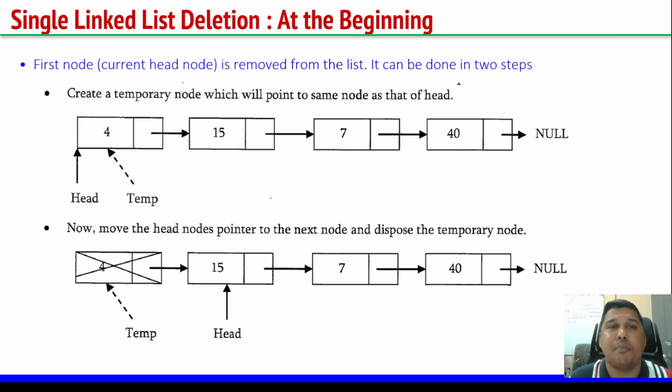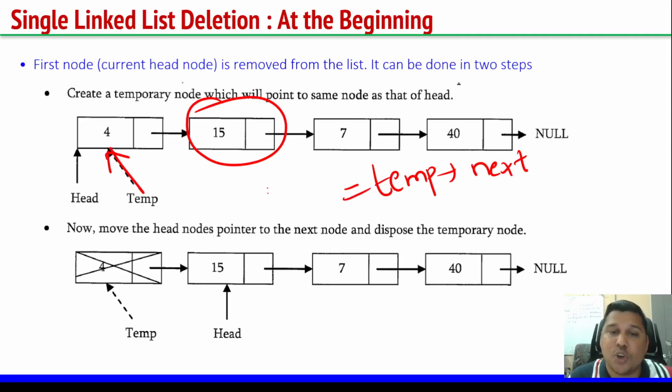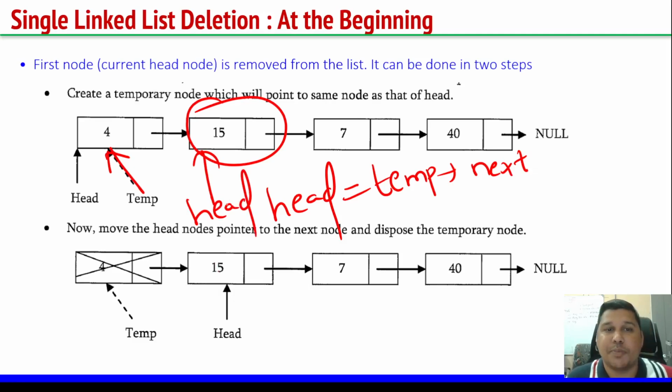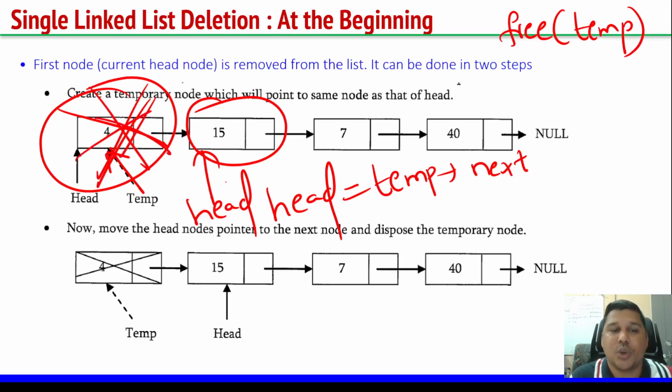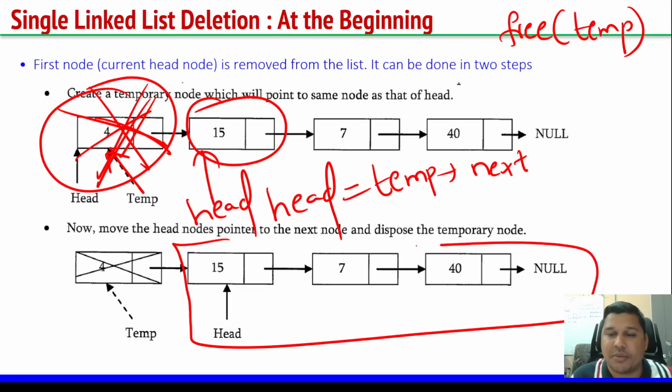So the logic is very simple. To delete an element at the beginning, take a temporary pointer pointing to head. Then what is temp's next? Temp's next is this box. This one you make the head. So this becomes your head now. When this becomes head, where is your temporary pointing? Temporary is still pointing to this. Just use the command free of temp. Free of temp means it will delete this memory location. So only this becomes your list.